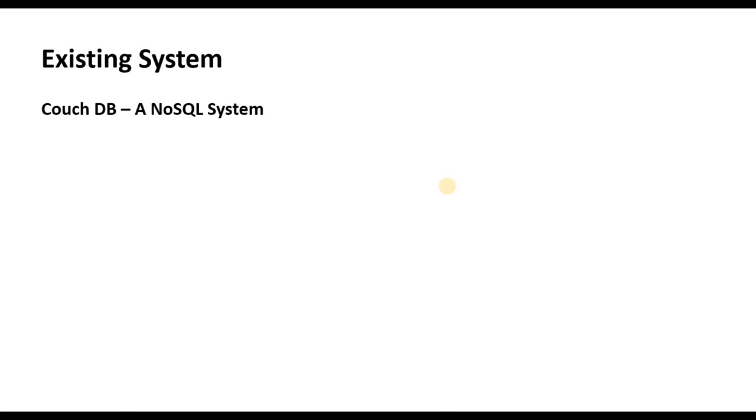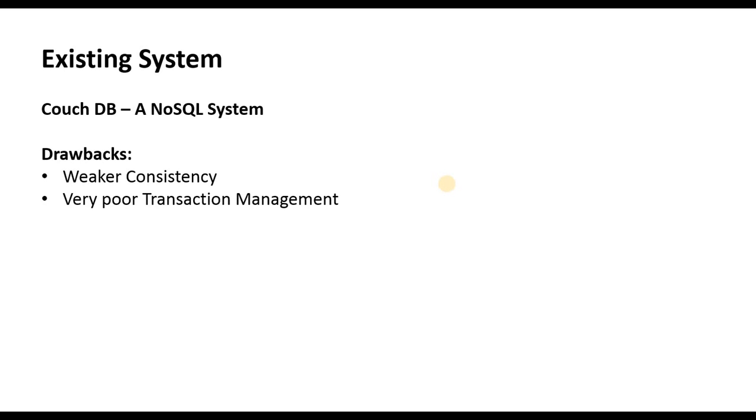And the existing system, as we know, we can take any of the NoSQL systems as our existing system. So I will be considering CouchDB. CouchDB will be our existing system. The drawback of the existing system happens to be weaker consistency, because it doesn't provide any rollback feature. Because we don't have any rollback feature, we can say it's very poor in transaction management. Okay, the support for transaction management is not at all provided.